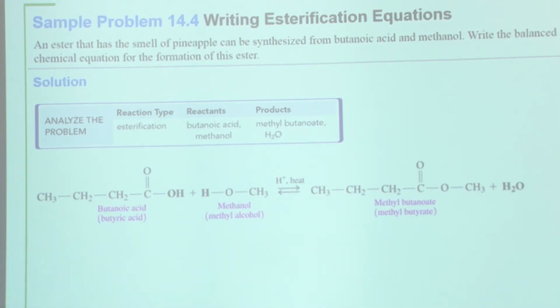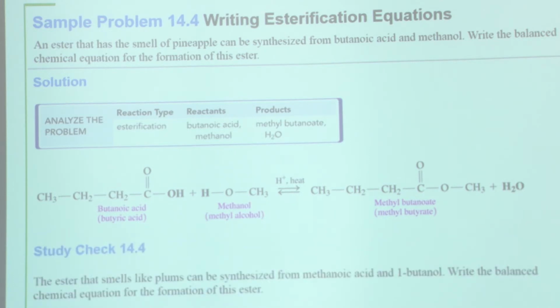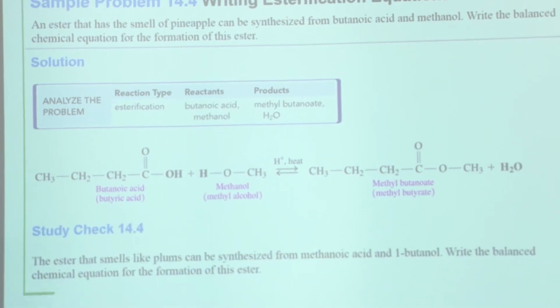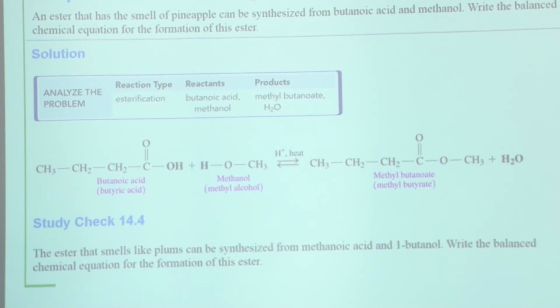So this is esterification, and this methyl butanoate has the smell of pineapple. Remember, we had discussed esters have flavors. You know, the esters that smell like plums can be synthesized from methanoic acid and 1-butanol. Write the balanced chemical equation, the formation of ester.